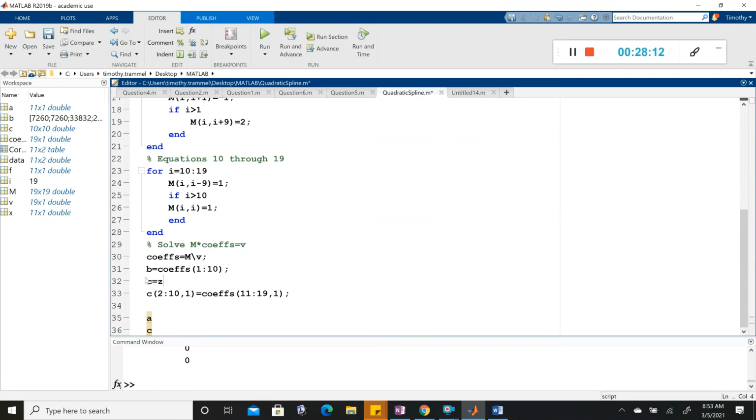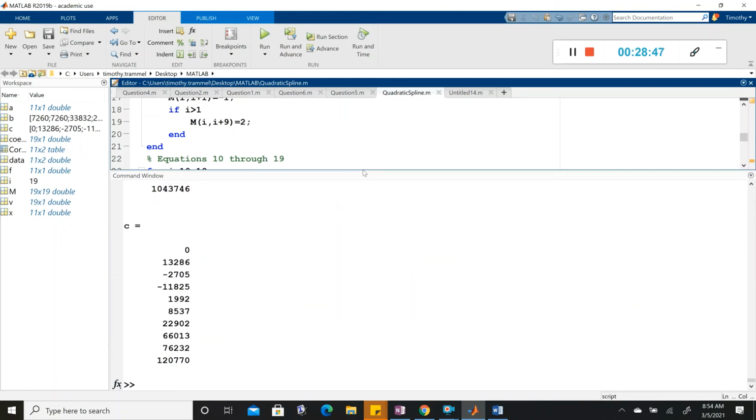So I think I'm going to try something else here. I'm going to try C equals zeros, let's make this a, what, 19, or not 19 by 1. There's 10 of these. So how about a 10 by 1? And then we'll fill in 2 through 10 with the values from coefs. Let's give that a run. And I'm going to leave A and C unsuppressed down here. I think that's going to fix our problem. Yes, it did.